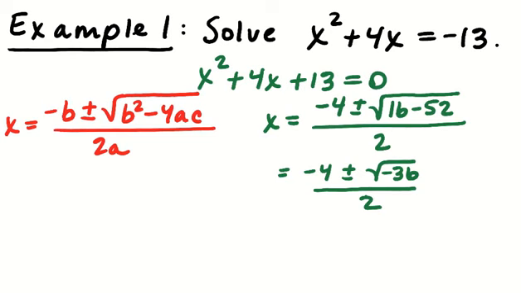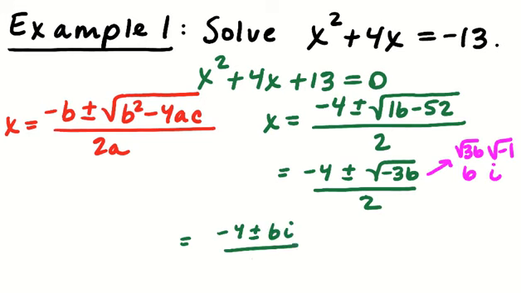So what I'm going to do is simplify this a little bit. Negative 4 plus or minus, well, the square root of negative 36 is the square root of 36 times the square root of negative 1, which is going to be 6 times i. Okay, so I've got negative 4 plus or minus 6i divided by 2. And that's, for me, a safe place to stop. But if you had to simplify this farther, you could say that's negative 2 plus or minus 3i, because we would need to divide everything by 2.